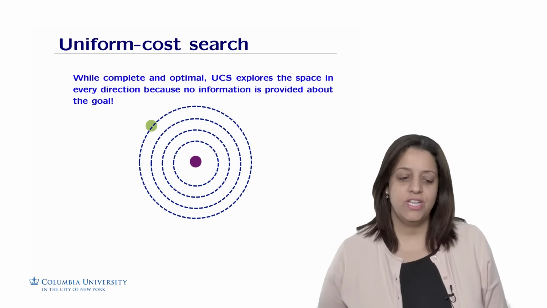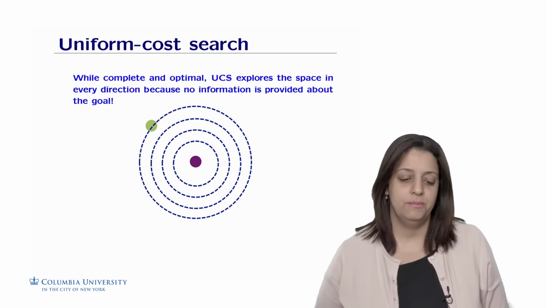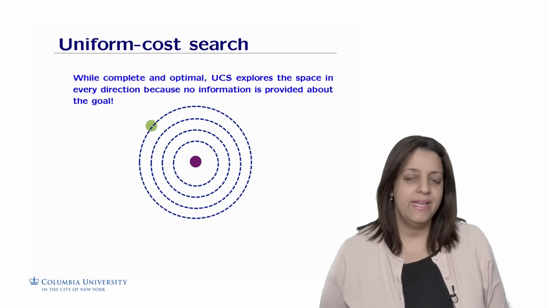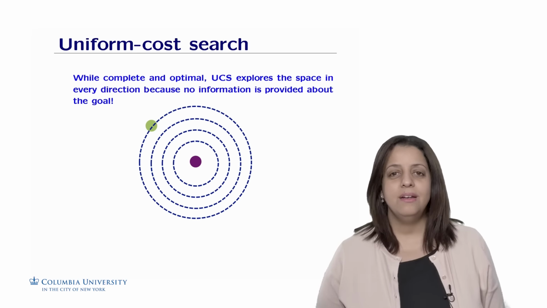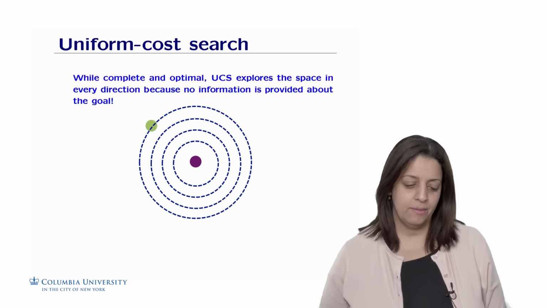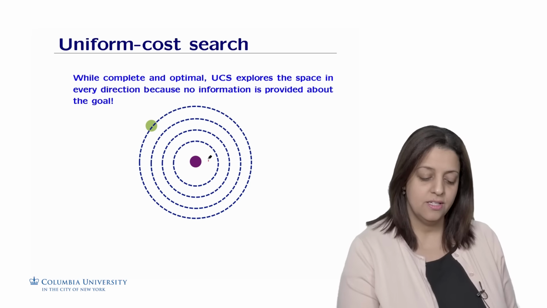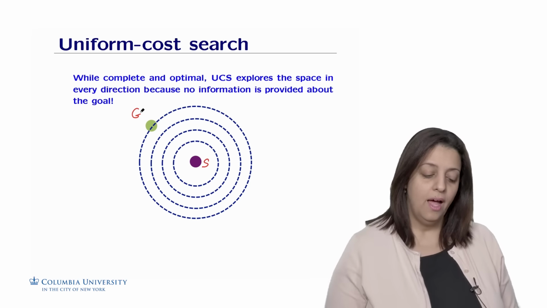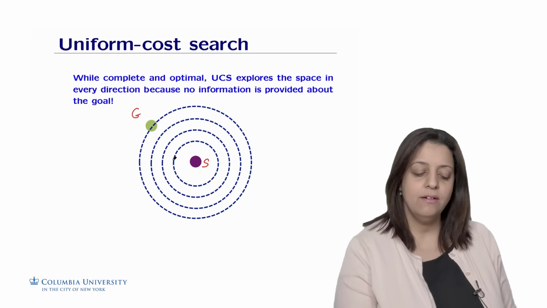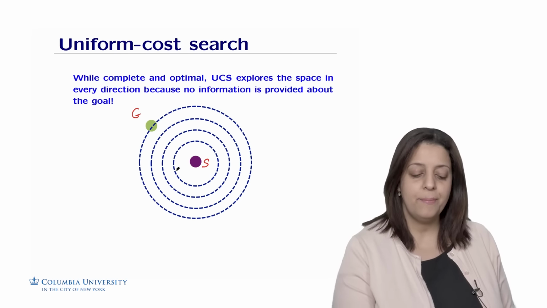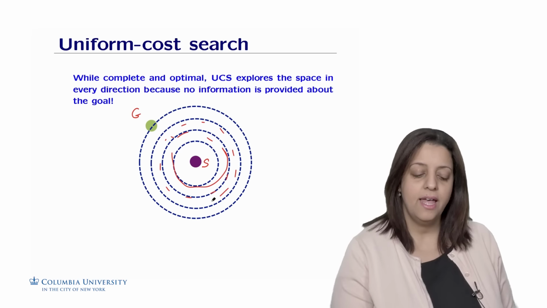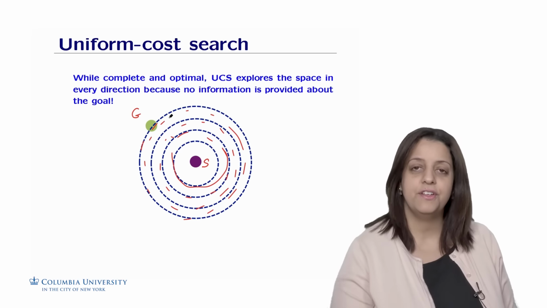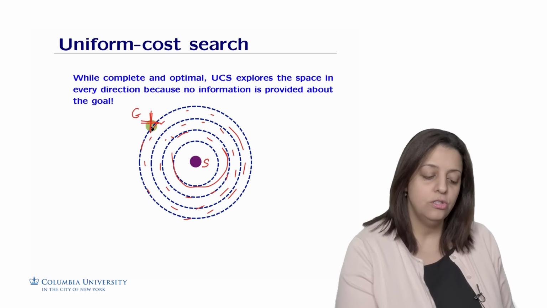So uniform cost search has great features in that it is complete and optimal. However, it also explores the space in every direction because no information about the goal is provided. We are prioritizing not by depth but by cost, which means that suppose we have a start state here and the goal is here. What will happen is that the search will go around the start by, let's say for a map, increasing the length of the radius. So we're going to look around and around. The search will be exploring the area and going bigger and bigger until we hit the goal G.